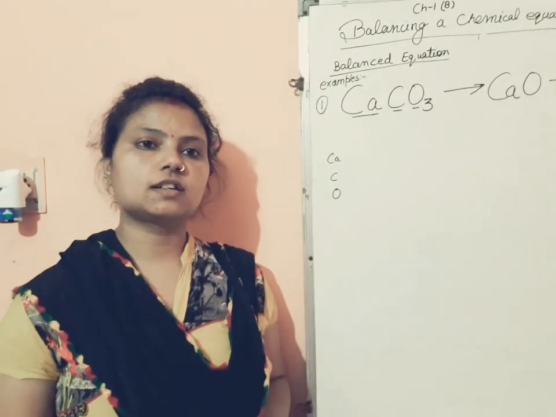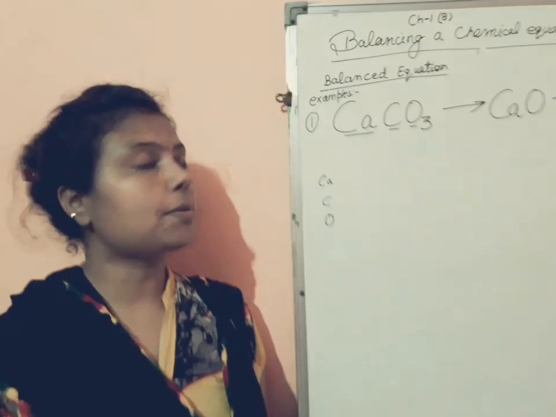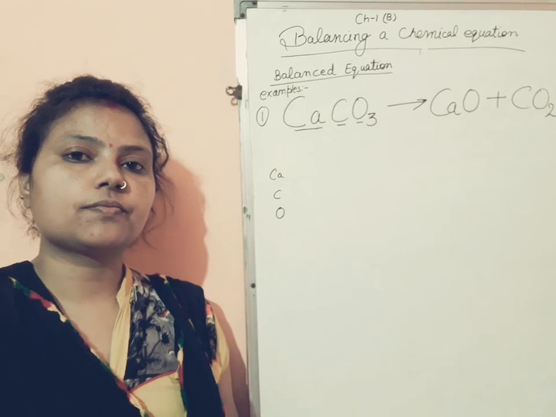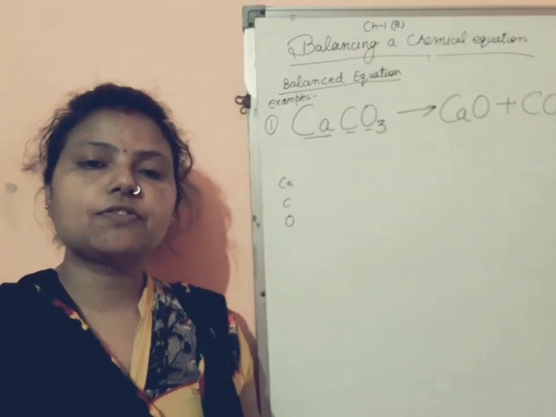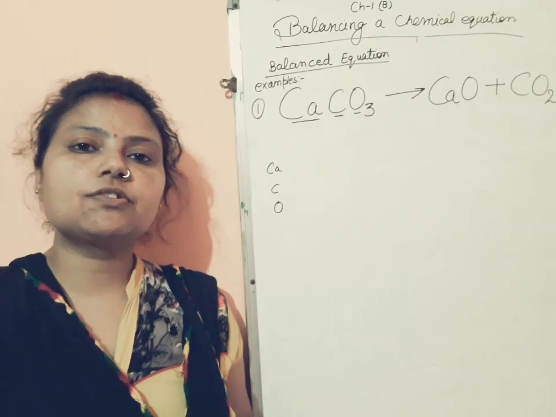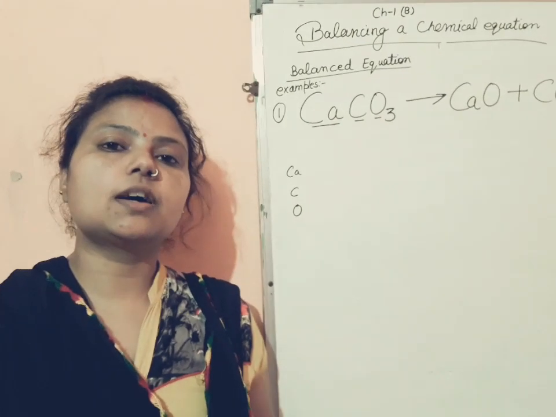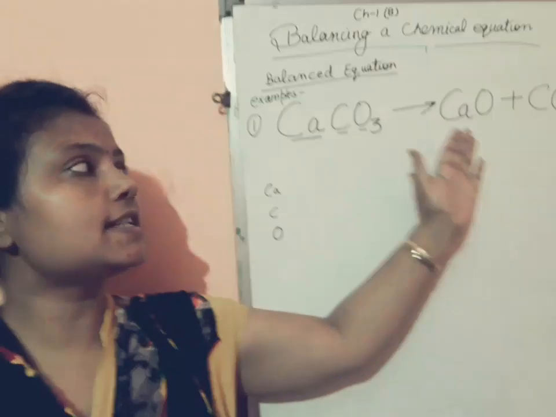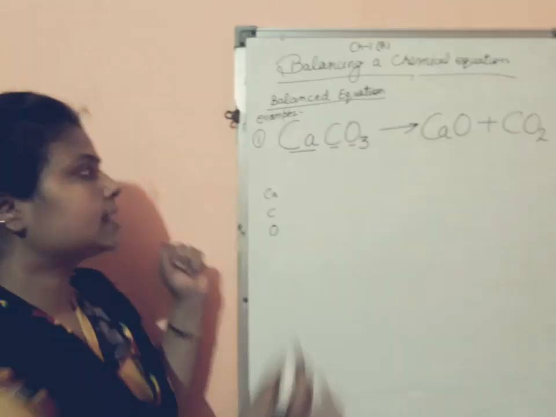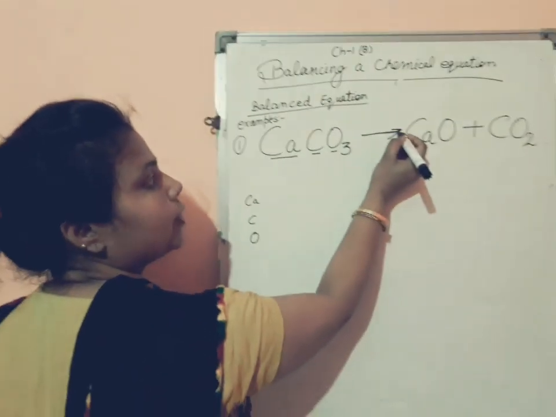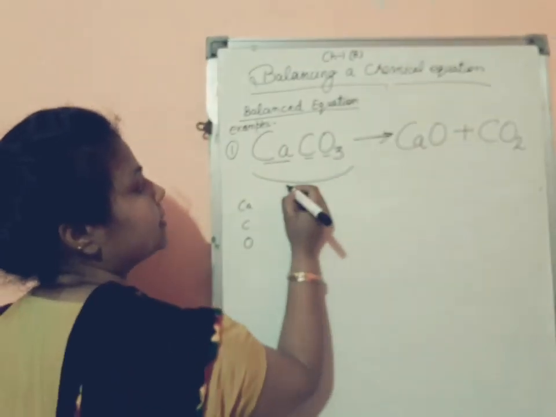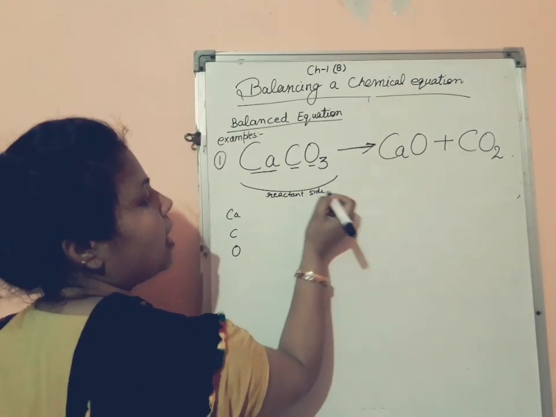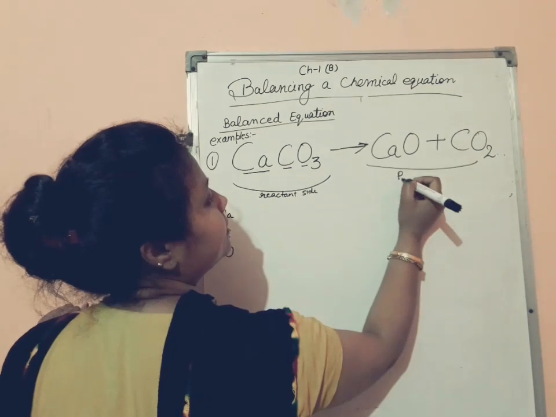Hello students, now we will start chapter number 1 B part, that is balancing a chemical equation. What is a balanced equation? A balanced equation is an equation in which the number of atoms on the reactant side is equal to the number of atoms on the product side. This is the reactant side, before the arrow, and after the arrow this is the product side.